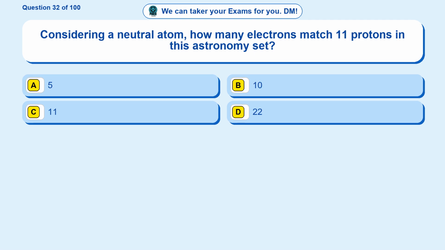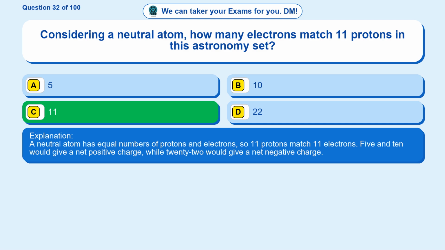Question 32. Considering a neutral atom, how many electrons match 11 protons in this astronomy set? Option A, 5. Option B, 10. Option C, 11. Option D, 22. The correct answer is option C. 11. A neutral atom has equal numbers of protons and electrons, so 11 protons match 11 electrons. 5 and 10 would give a net positive charge, while 22 would give a net negative charge.